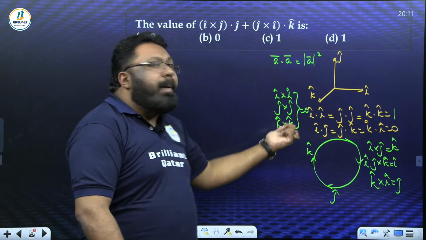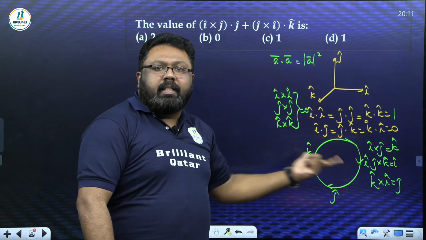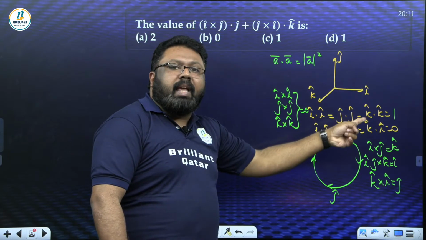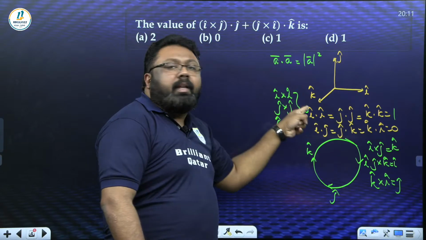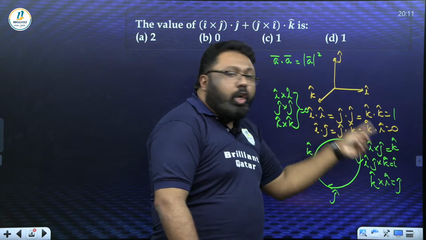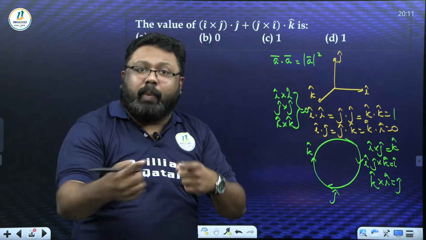A highly expected MCQ question is this concept, mutually perpendicular vectors. Dot between same is 1, but cross between same is 0. Dot between different is 0, but cross between different is the next vector.